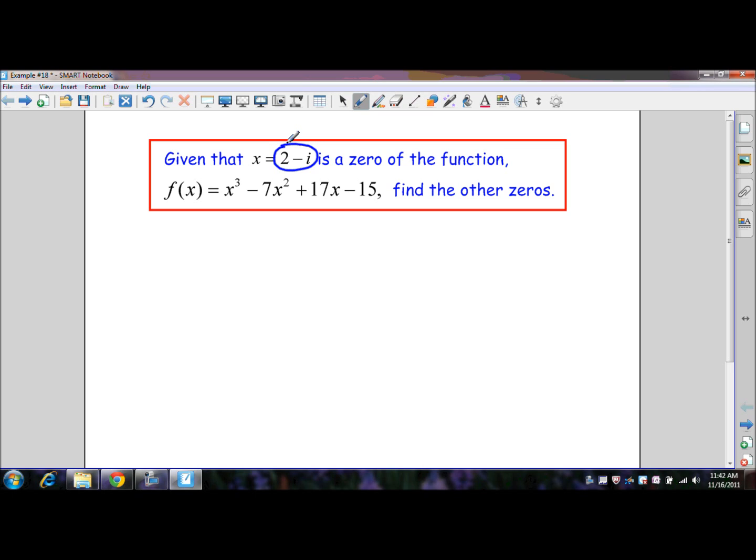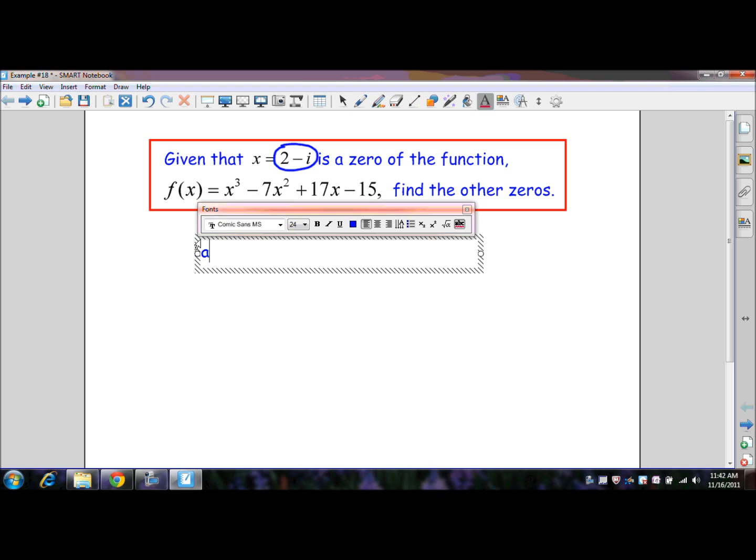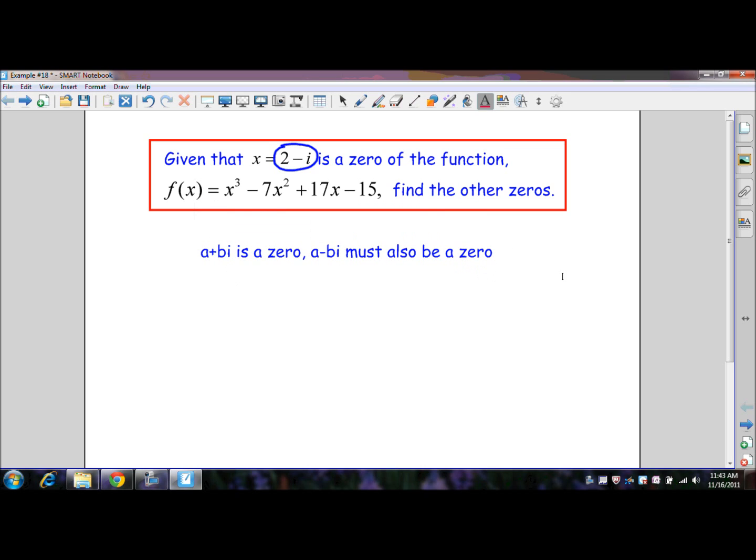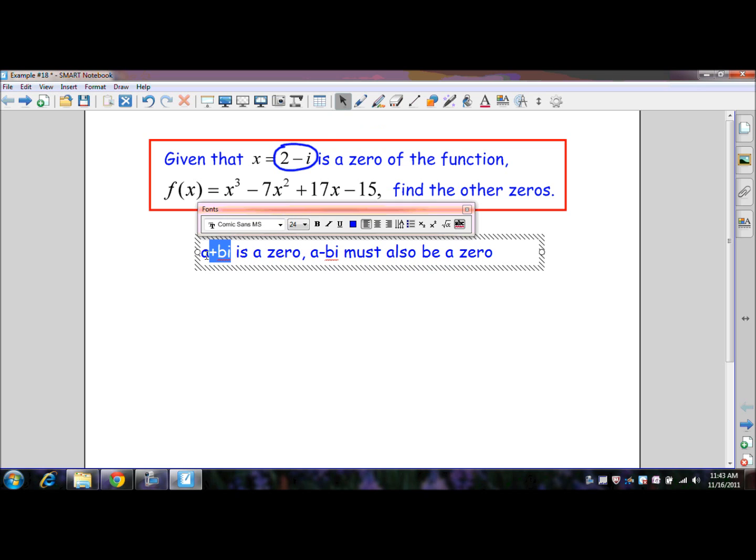Now, in this case, the very first thing that we want to do is reference the conjugate pairs theorem, which tells us that if a plus bi is a zero, a minus bi must also be a zero. Again, that's the conjugate pairs theorem. It would be the same thing with a radical as well. So, for example, if 1 plus the square root of 2 is a zero, 1 minus the square root of 2 would also have to be a zero.